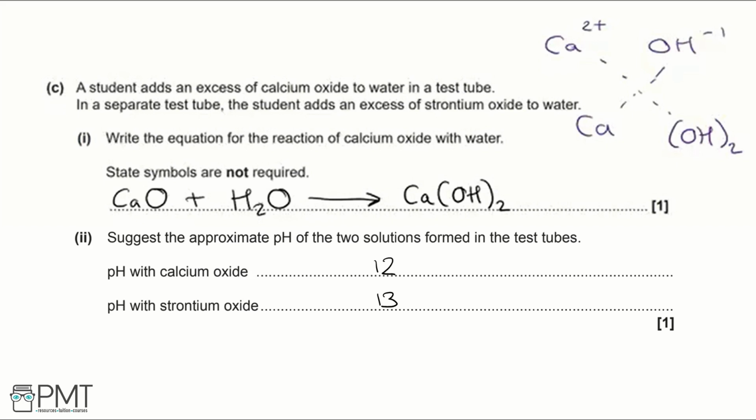For this question, you get a mark for saying 12 and 13, or having the pH of strontium oxide as higher than calcium oxide. And also ensuring that both pHs are basic or above 7. These 2 things will get you the mark for this question.